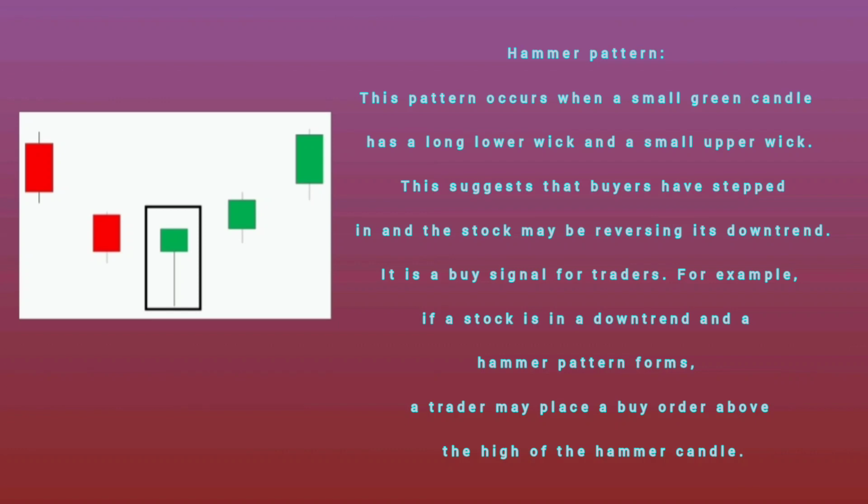Hammer pattern. This pattern occurs when a small green candle has a long lower wick and a small upper wick. This suggests that buyers have stepped in and the stock may be reversing its downtrend. It is a buy signal for traders. For example, if a stock is in a downtrend and a hammer pattern forms, a trader may place a buy order above the high of the hammer candle.